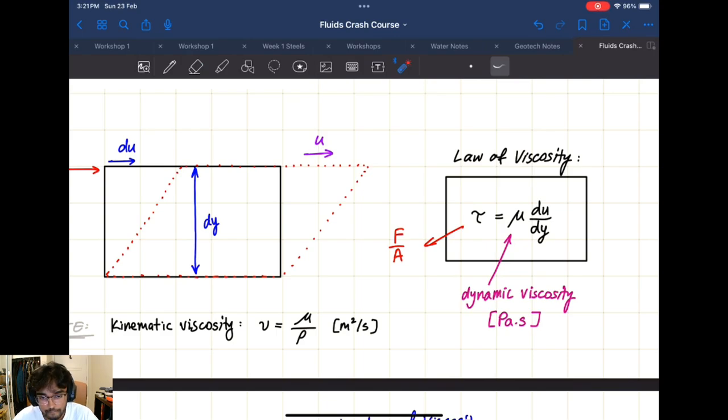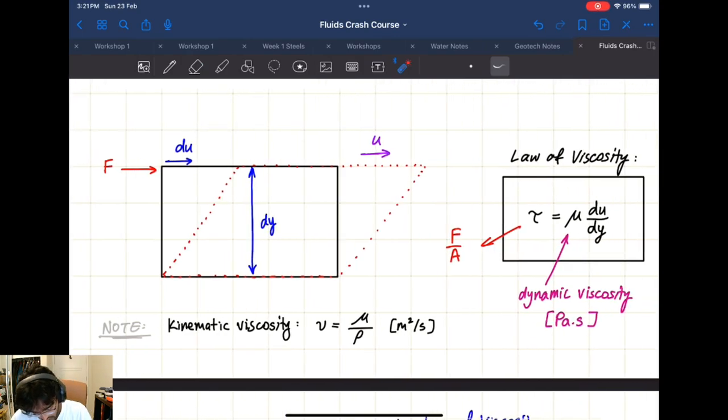One other note: I've introduced you to dynamic viscosity, which is like an approximate viscosity of a fluid. Kinematic viscosity is just our dynamic viscosity divided by our density.